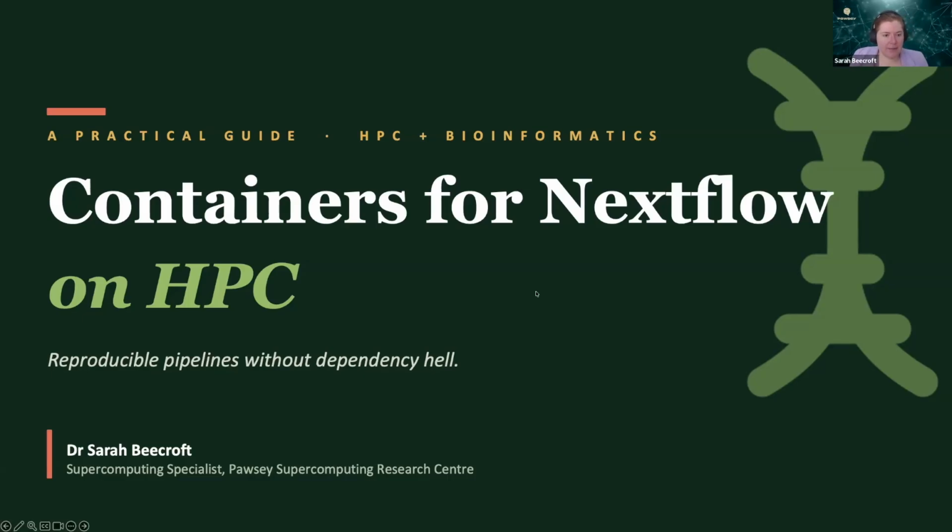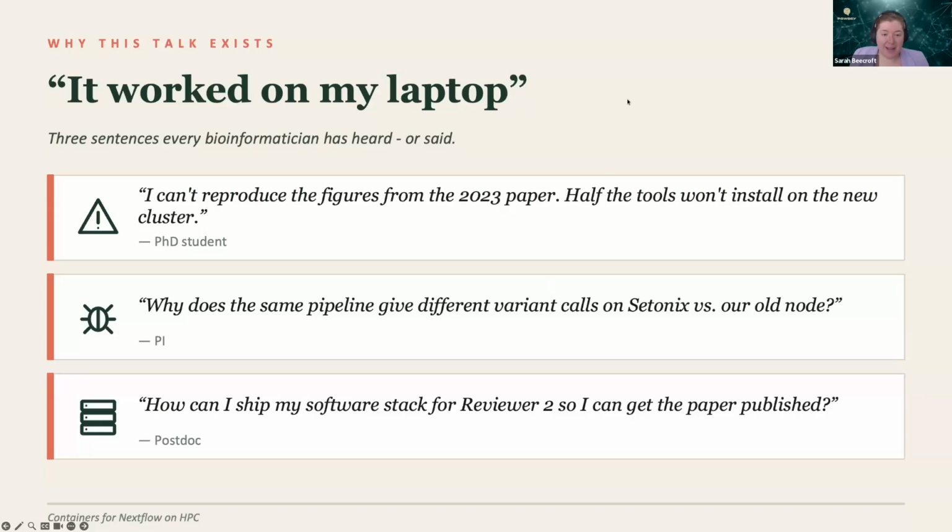So let's get started. Why do we need containers? Well, I would say that bioinformatics has a bit of a reproducibility problem. I know I've certainly had this thing of, it worked on my laptop or it worked on this system, and now you can't produce the figures from your 2023 paper. You can't install any of the tools. Or why does the same pipeline give different variant calls on supercomputing versus our old node? Or how can you satisfy reviewer 2 with your software stack so that you can get your paper published?